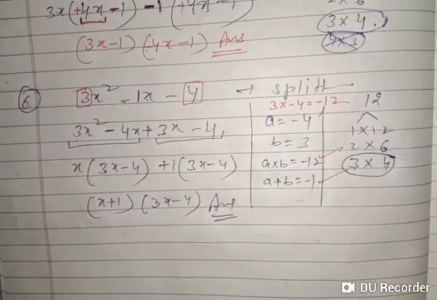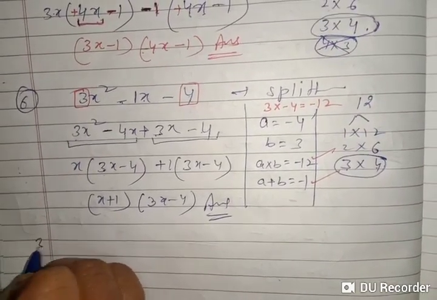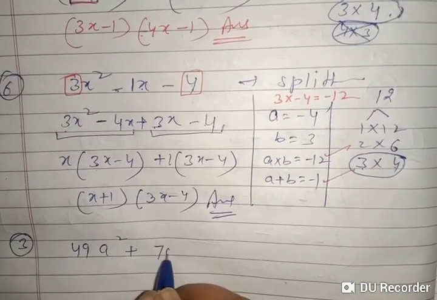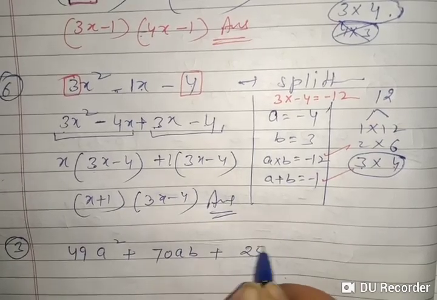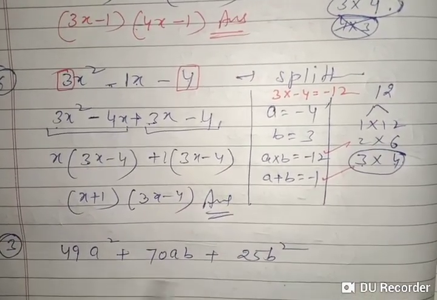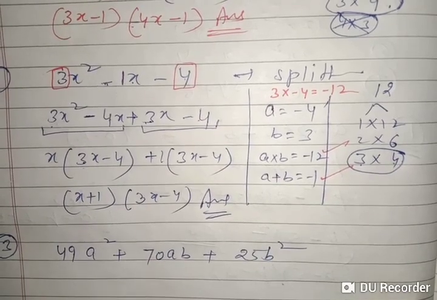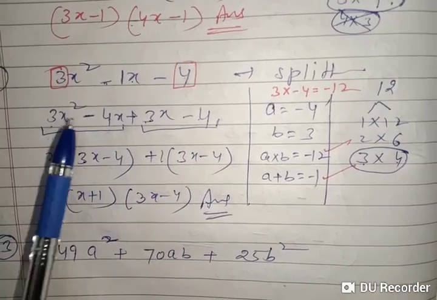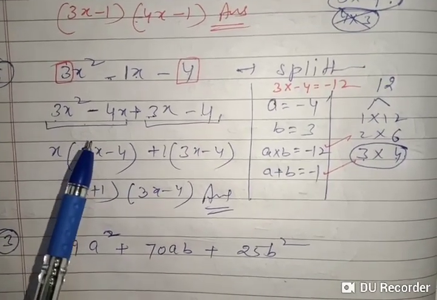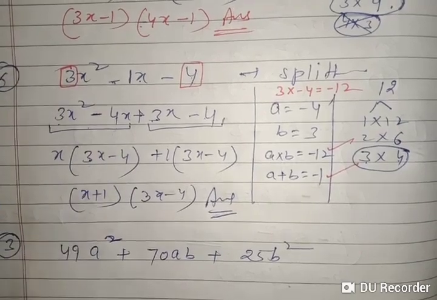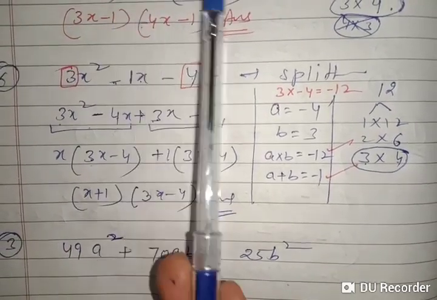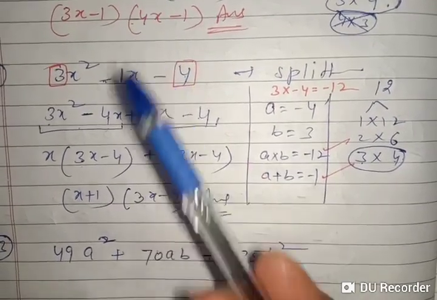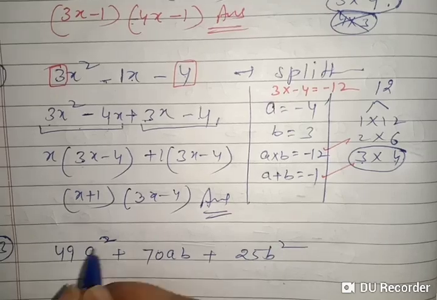Now I am writing one question and I am not telling you what we have to do. 70ab plus 25b square. Again, nothing common, no regrouping, so it means an identity. Which identity? This splitting method we can use in all the questions of quadratic, polynomial or expression, but it is not suitable here. We will use the perfect, suitable one.